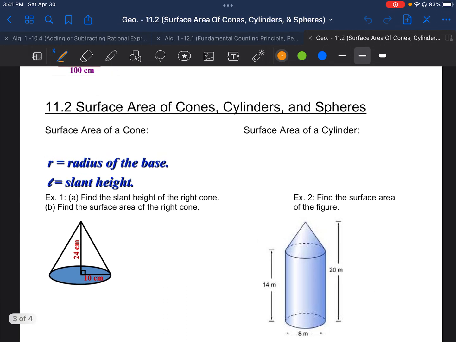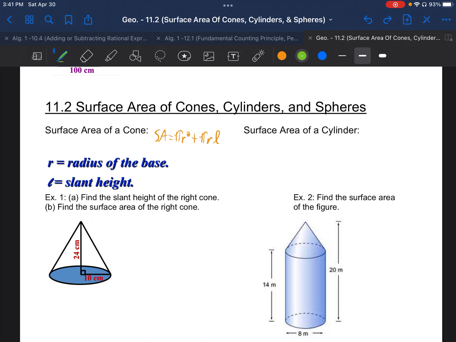The surface area of a cone. Surface area, or as we've been calling it, SA, is pi r squared plus pi r L. Once again, that L is going to be our slant height, and like before, r is the radius of the base. So you might recognize pi r squared. Pi r squared is the area of the circle on the bottom there.